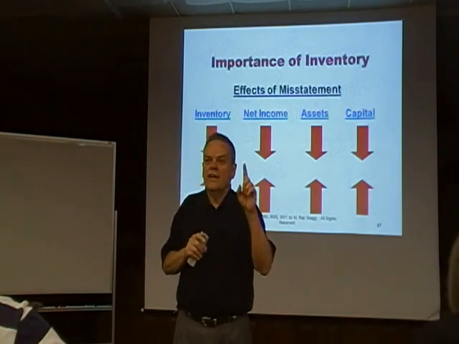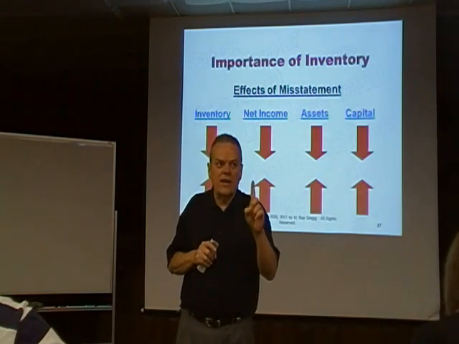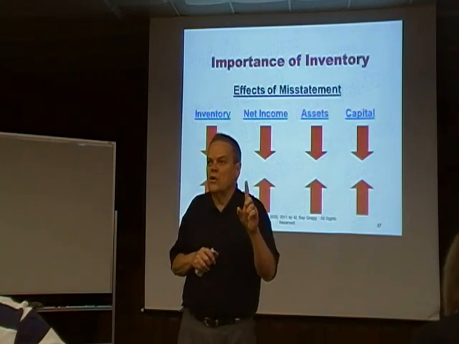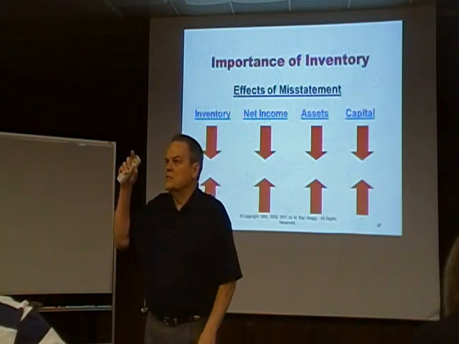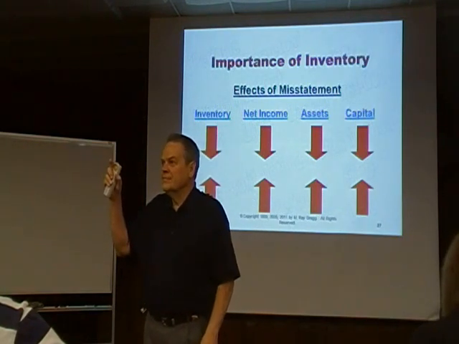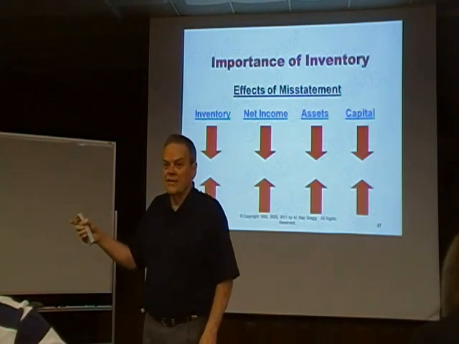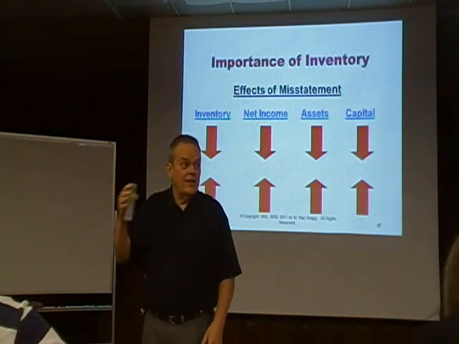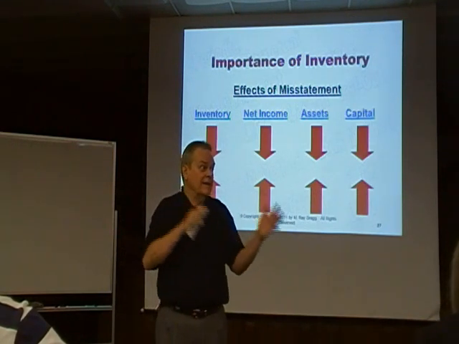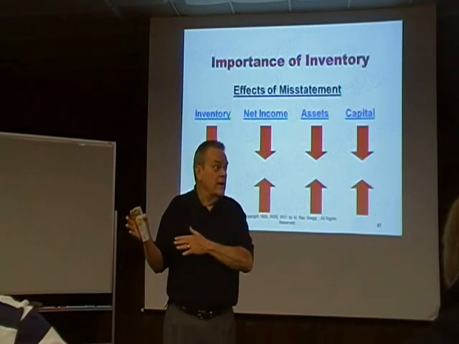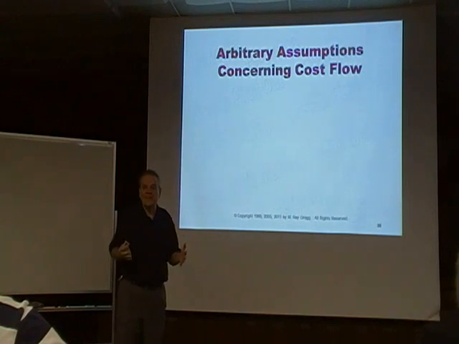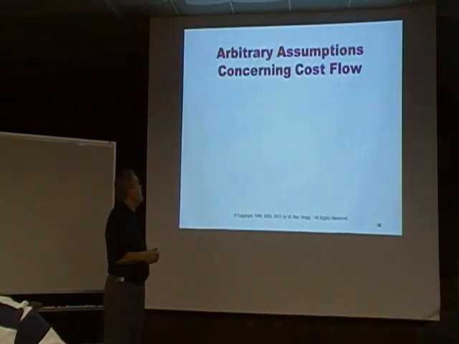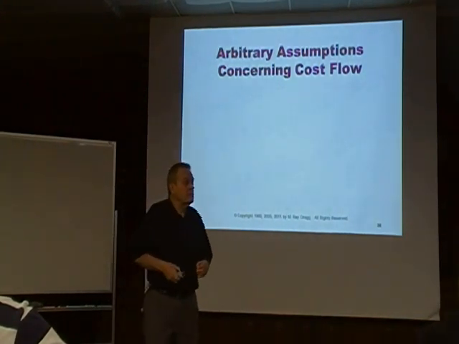But if ending inventory is the number that's wrong, at the stroke of midnight on the last day of the year, ending inventory becomes beginning inventory. And you're going to mess up next year too. It's a two-year impact getting it wrong. That's what, 10 minutes on the importance of inventory? Determining inventory is really, really important.